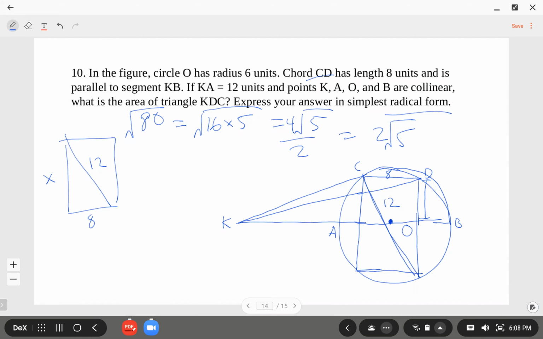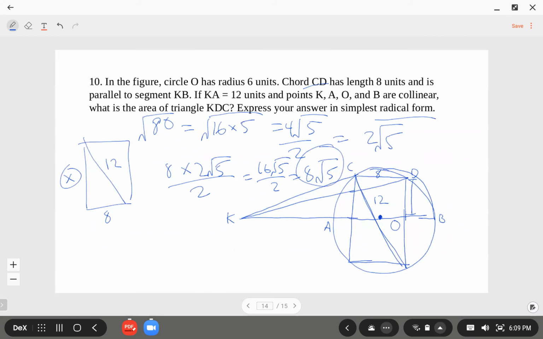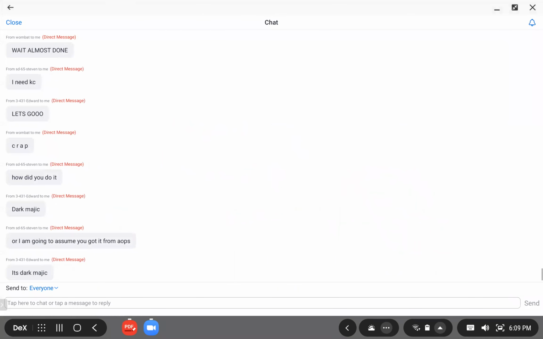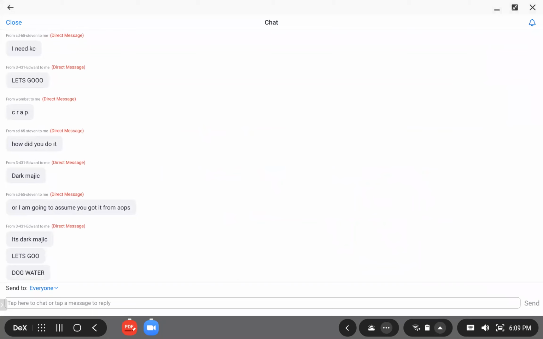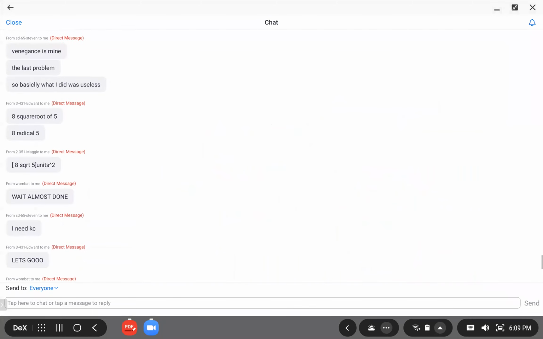It is going to be the height for our triangle, right? And then 8 times 2 square root of 5 over 2, because that's the triangle area formula, we get 16 square root of 5 over 2, which is 8 times the square root of 5. Yes, Edward, super good job. And Maggie, too. Wow. Okay, that is very nice. Maggie and Edward, super good job. Super congratulations, you guys.